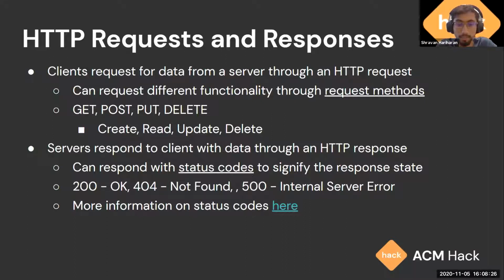So with a response, the server can respond with different status codes to signify the response state. If it was a successful response, or if the resource that they're trying to access is not found, for example, 404. 200 is generally a good response. That means everything was successful. Or if there was some error in the server, then that's a 500 response. And you can look up all the status codes in the link over there.